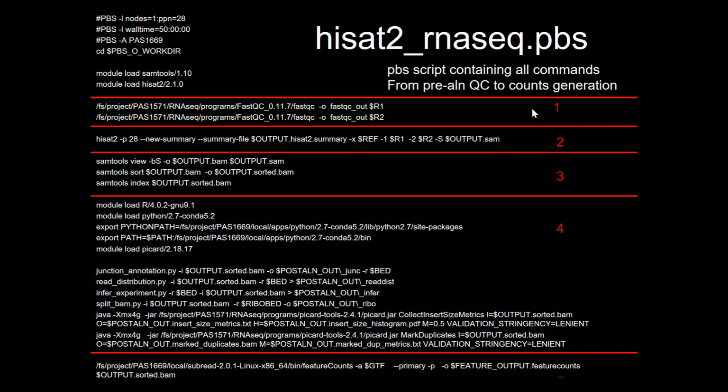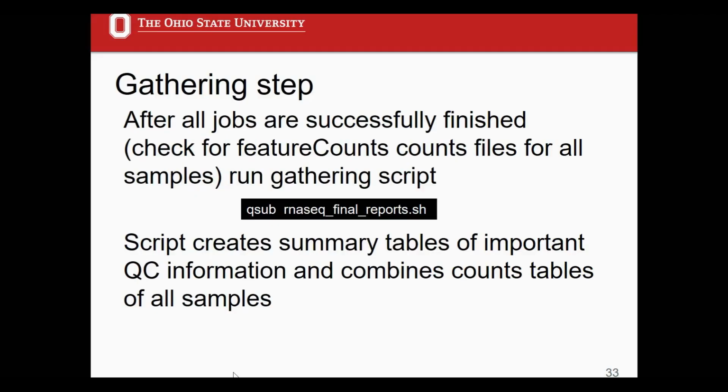FastQC quality control, HiSat2 alignment, BAM file conversion, post-alignment quality control by Picard and RNAseq metrics, and finally featureCounts to generate read counts. After all jobs are successfully finished, you can gather the results by qsub of the script that generates the final report.